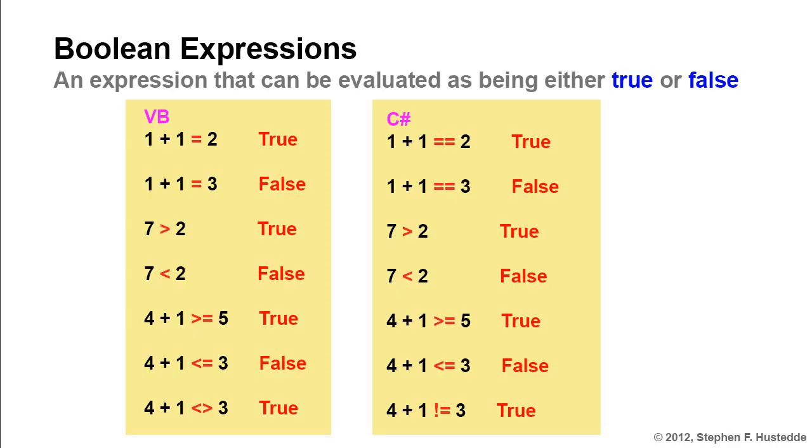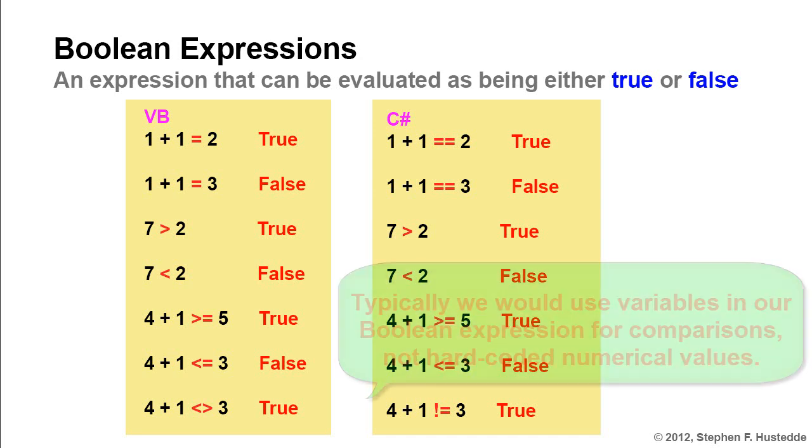The condition that goes inside our different decision structures, such as the if-then, are what we call Boolean expressions. It's an expression that can be evaluated as being either true or false. It is some sort of mathematical comparison. And so if you look at the column here under VB, I have 1 plus 1 equals 2. We, of course, know that to be a true statement, whereas the next statement there, 1 plus 1 equals 3, is false.